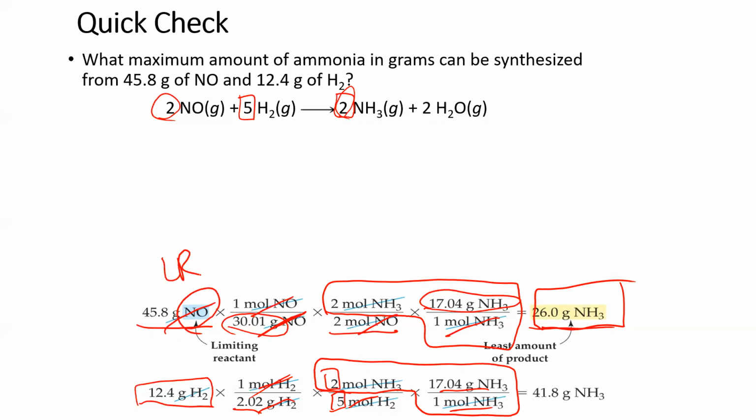Do not say that ammonia is your limiting reactant. It is not. The excess reactant is my hydrogen. And that's how you identify both limiting reactant and theoretical yield in a double stoichiometry problem, which is referred to in your book as limiting reactant problems.